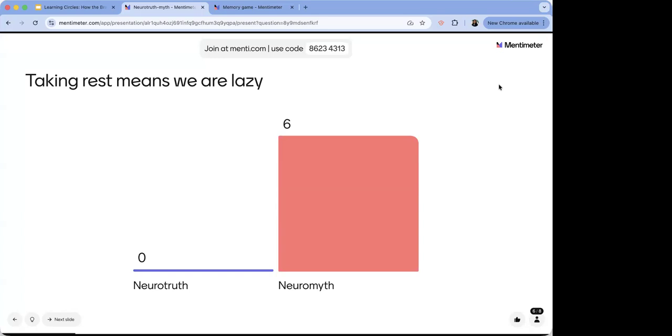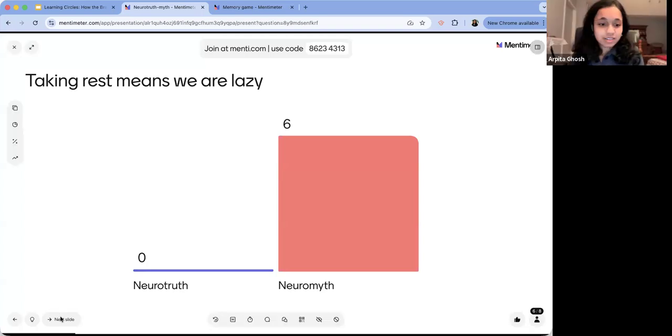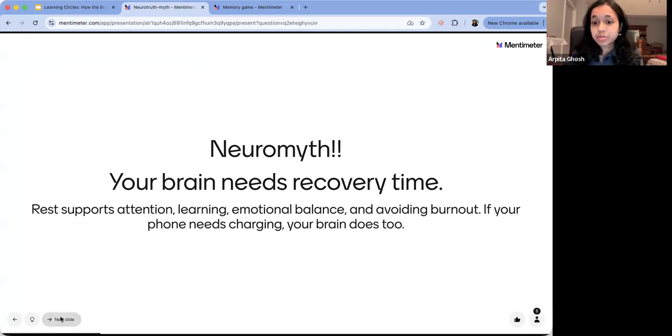Okay, so I would like to share. Hi, I'm Sheetal, and I think that it is a myth because resting doesn't mean we are lazy. It means we are giving time to our body to recover and to recover the energy for the day. So I don't think it means we are lazy. Yeah, that's correct. It's absolutely a neuro myth because it's the time to recover, as Sheetal correctly pointed out.